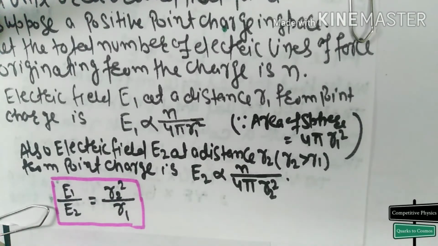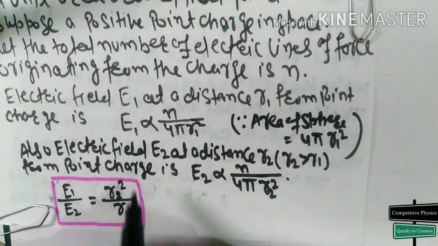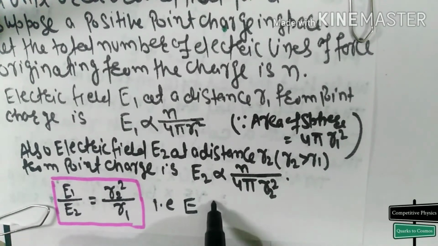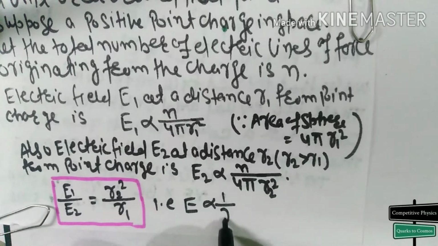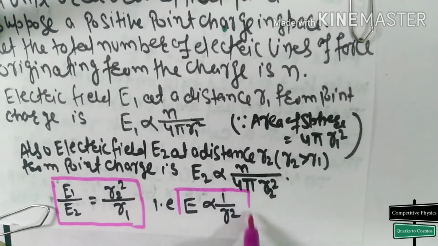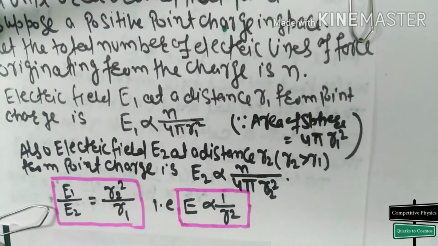Okay, what does it mean? It means that, again you see here, the electric field intensity is inversely proportional to the square of the distance. That means the intensity of the electric field will be decreasing as you are going away from the charged particle. So you can say that the electric field intensity is greater near the charge and it is smaller as you are going away from the charged particle.